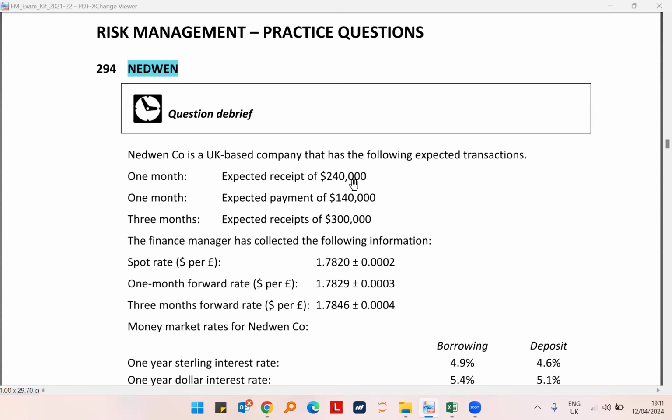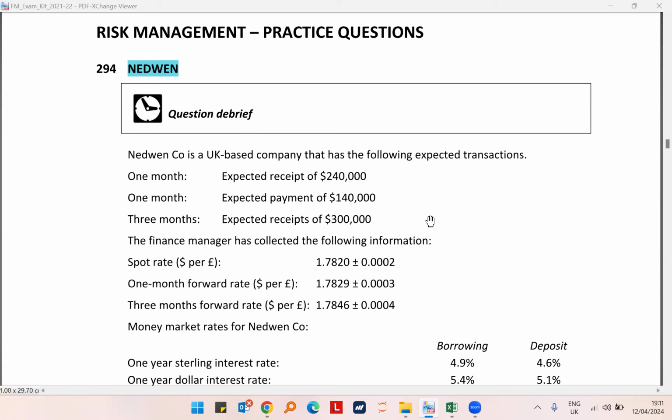Okay, so as I promised last time, we are going to start looking at revision questions. And we said we should look at risk management when it's still fresh, and then cover the questions that are in there, just so that we get an understanding of how it is. So we want to start today with this question called Nedwen.